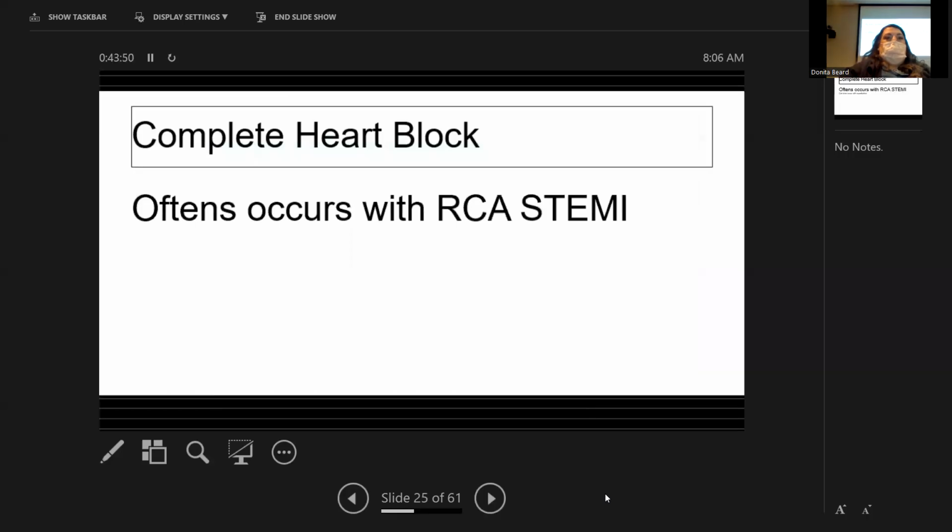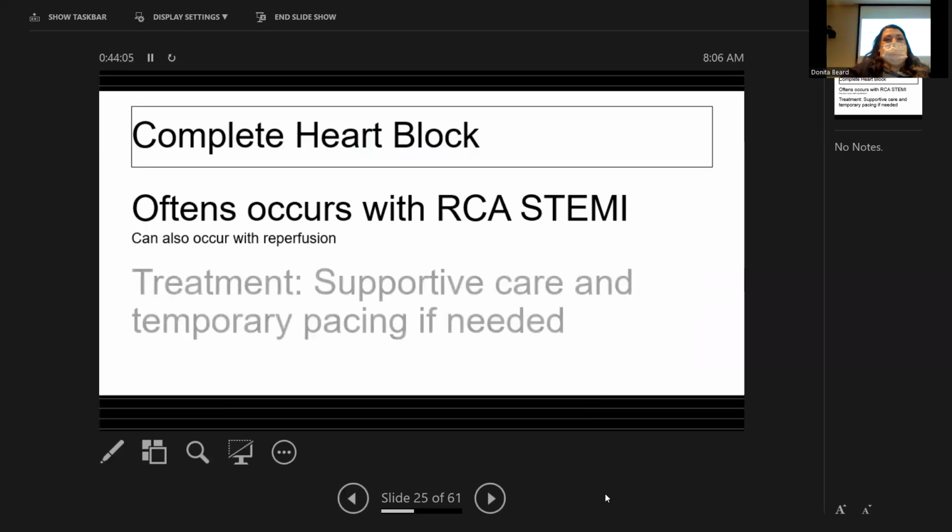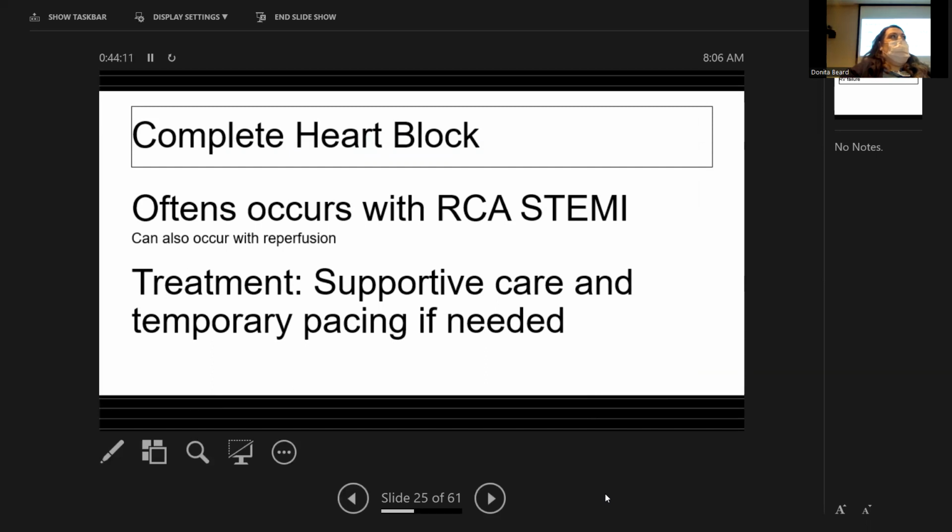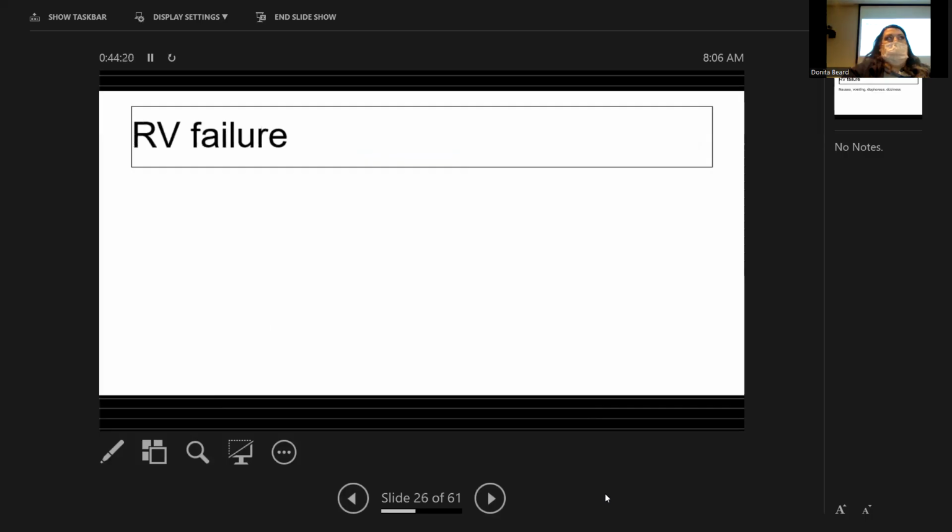So complete heart block often occurs with right-sided STEMIs because that's what feeds the conduction system. You can also get that with reperfusion too. So even once you start reperfusing the conduction system, they can still go into complete heart block. It's a very odd arrhythmia, but this normally always resolves in the setting of a heart attack. I mean, if they had a very late presentation, maybe it would not. Some of them will need temporary pacing, but rarely do you have to put in a permanent pacemaker.